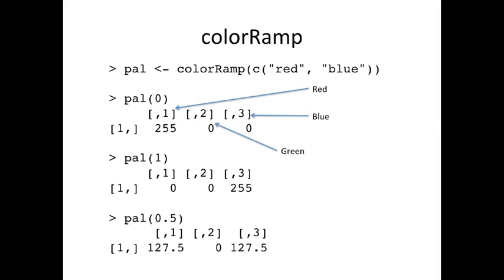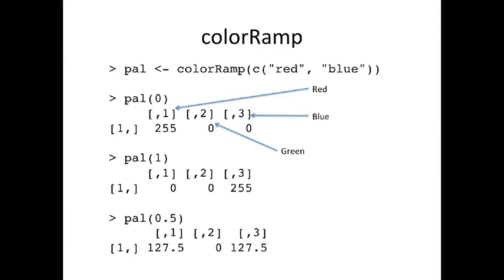So let's do a very quick example here. At the top, I'm going to use a palette that consists of two colors, red and blue. So you can imagine that on your little painter's palette here, you've got a blotch of red and a blotch of blue. And you're going to mix them together in varying degrees to create new colors. So when I pass this to colorRamp, it returns a function back. And that function I've called pal. And now pal can take numbers between 0 and 1.